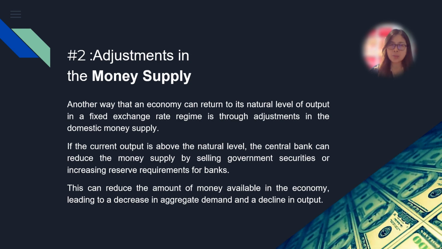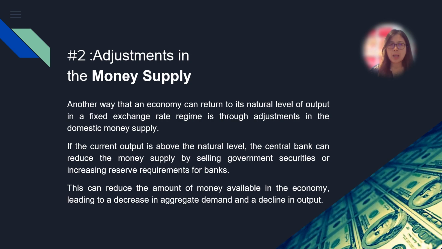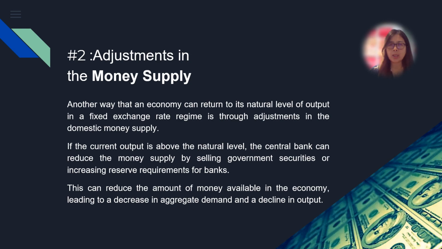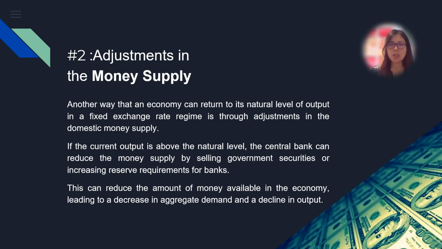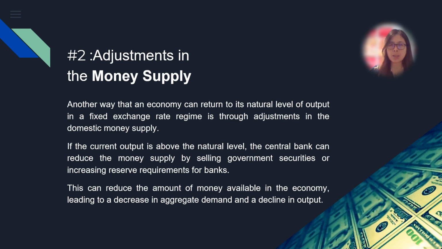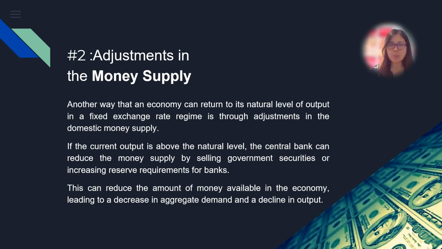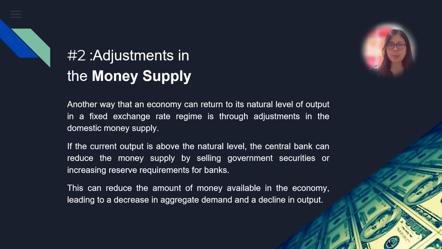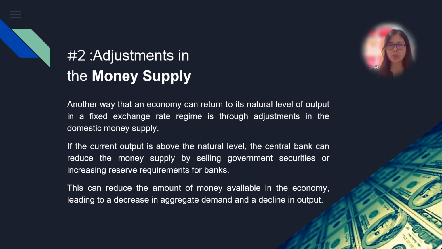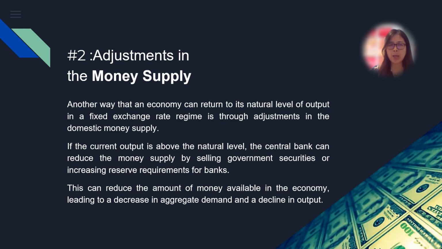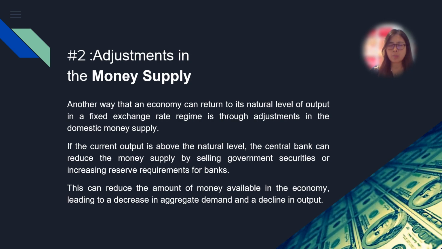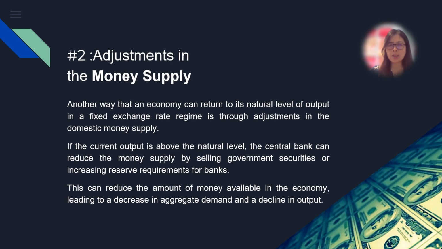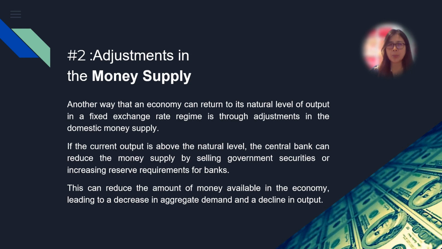Second is through adjustment in the money supply. Another way that an economy can return to its natural level of output in a fixed exchange rate regime is through adjustment in the domestic money supply. If the current output is above the natural level, the central bank can reduce the money supply by selling government securities or increasing reserve requirements for banks. This can reduce the amount of money available in the economy, leading to a decrease in aggregate demand and a decline in output.